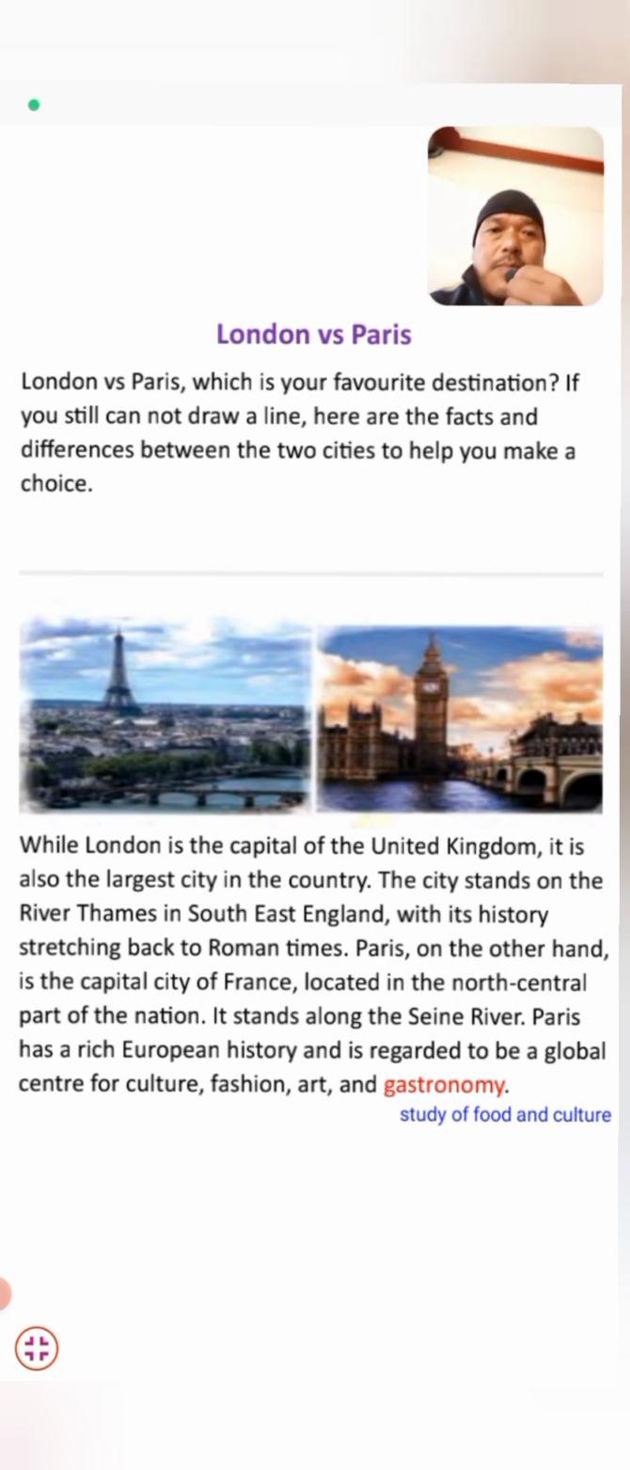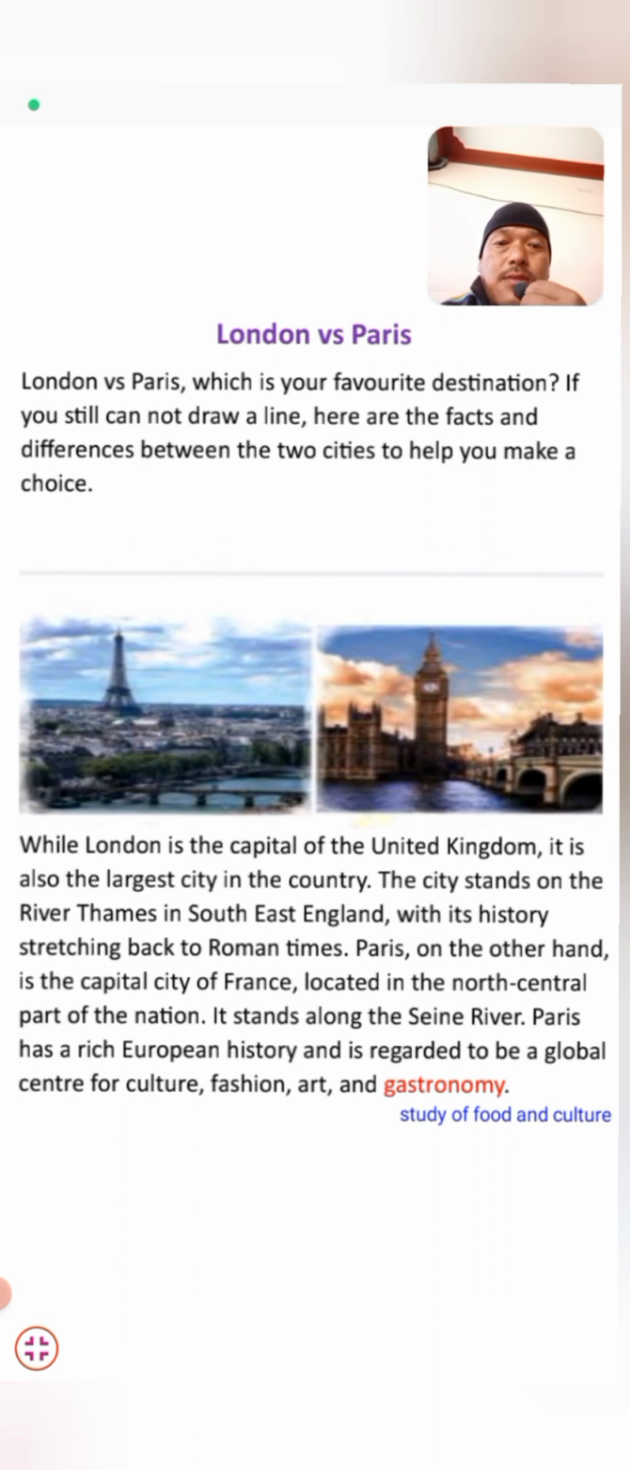And here we start the next paragraph. While London is the capital of the United Kingdom, as you know, students, London is the capital of the UK. It is also the largest city in the country. Yes, it is the main and largest city and you can say the economic hub of the UK. And the city stands on the River Thames in southeast England, with its history stretching back to Roman times.